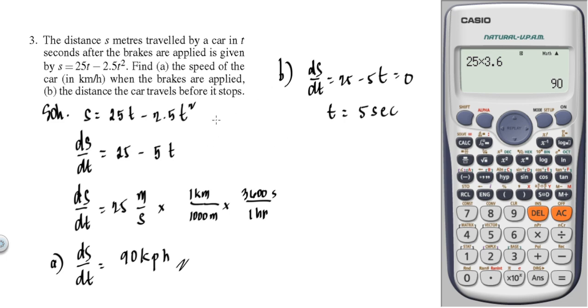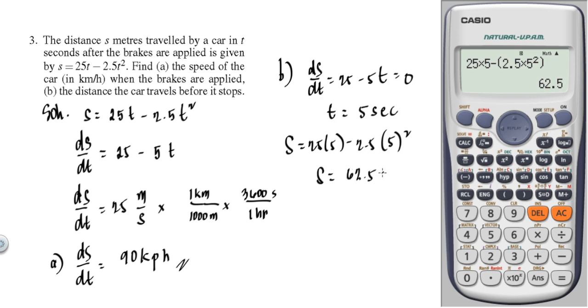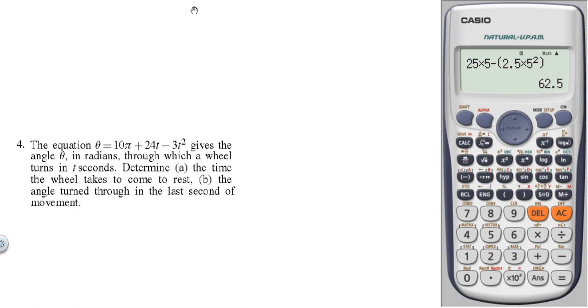Yes. So, what is the distance traveled? So, we have s equals 25 times 5 minus 2.5 times 5 squared. So, s is equal to 25 times 5 minus 2.5 times 5 squared. Okay, press equals. And the answer is 62.5 meter. Yun. Yes, so this is the answer. Meron pa ba? Wala na. Okay, let's proceed to number 4.